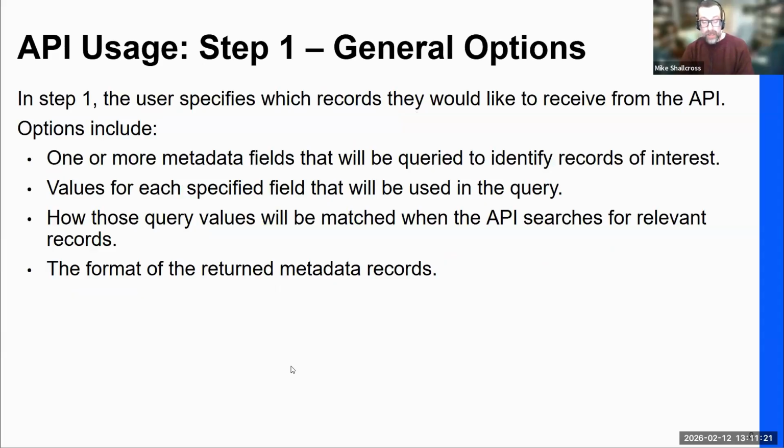As we previously noted, the first step in using the API requires the user to define which records they would like to receive. There are 4 main options here: the identification of one or more metadata fields that will be queried to identify records of interest, the values for each specified metadata field that will be used in the query, how those query values will be matched when the API searches for relevant records, and finally, the format of the returned metadata records.